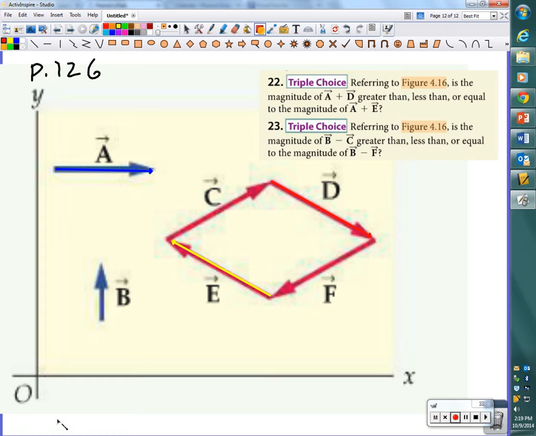First it asked us about vector A plus vector D. Are we ready to find the resultant of vector A plus vector D at this point in time? No. What do we have to do first? Go ahead. That's good. We have to move it so that the tail of D lines up with A, right? D has to start where A ends. And right now, they're not oriented properly.